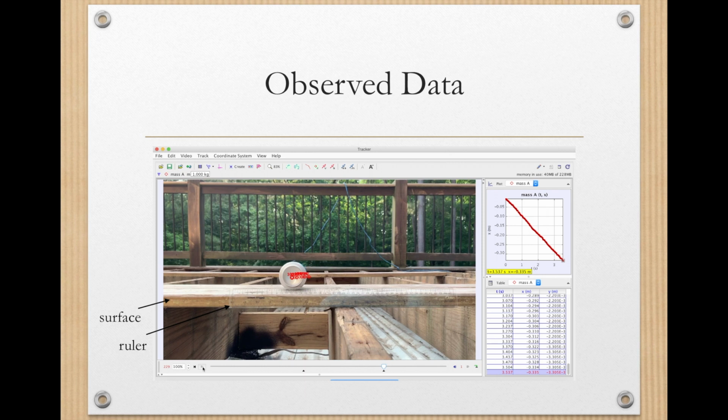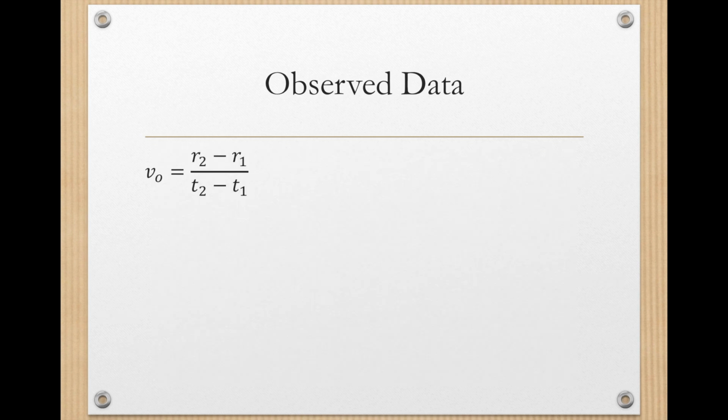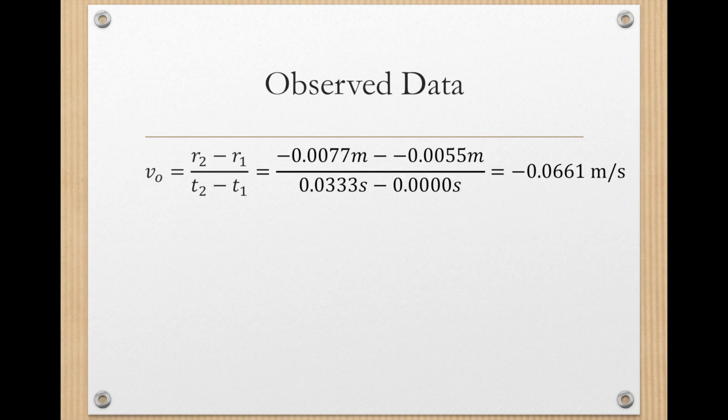The initial position of the object is located at negative 0.0055 meters. The total change in time for the system is 3.5037 seconds. The initial velocity can be calculated from taking the change in position from the first two data points divided by the change in time for that duration. The initial velocity is calculated to be negative 0.0661 meters per second.